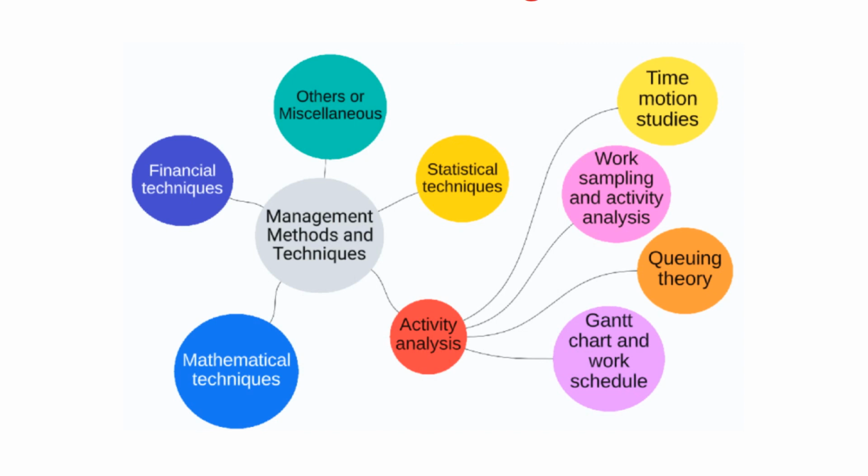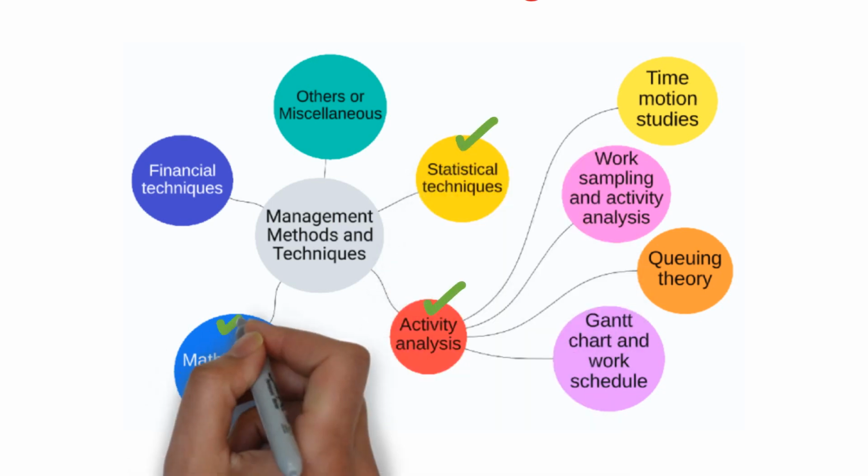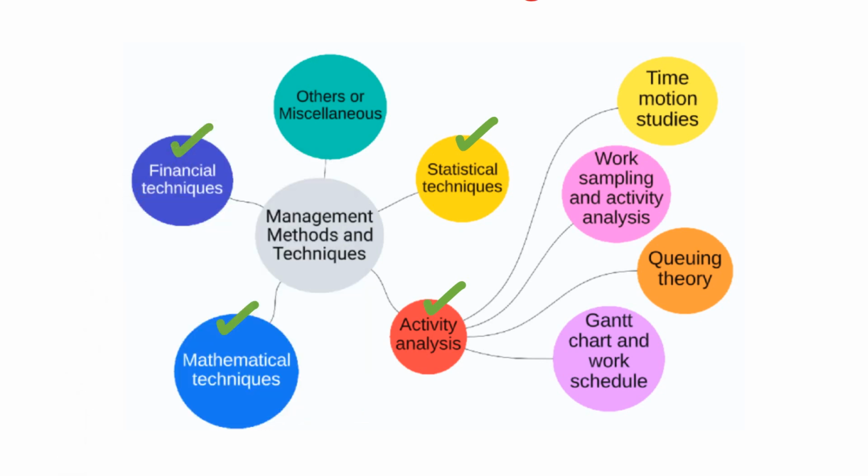We discussed that management methods and techniques are broadly classified into 5 categories: statistical techniques, activity analysis, mathematical techniques, financial techniques, and others or miscellaneous techniques. Activity analysis includes techniques like time motion studies, work sampling and activity analysis, queuing theory, and Gantt chart and work schedule. In this session, we will discuss the Gantt chart and work schedule.